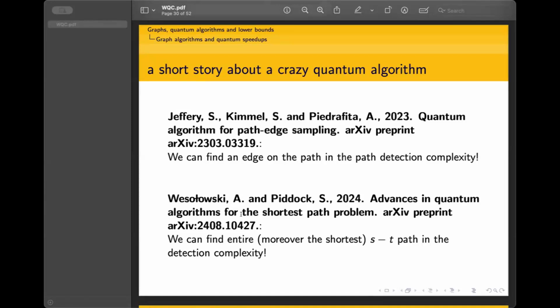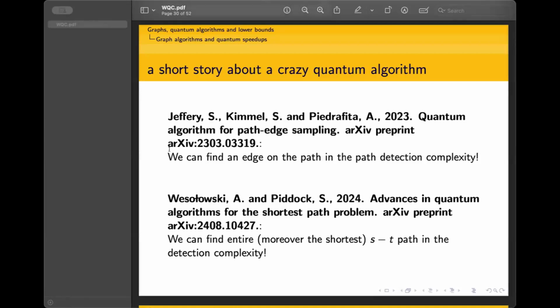And only this year, that's been one of my projects I've been working on. As you can see, we showed that in some instances you can find the entire ST path in the detection complexity, and moreover the shortest ST path. So we really showed that there's an algorithm which solves ST connectivity, but also gives the entire path, which has been an open problem for more than 10 years at that point.